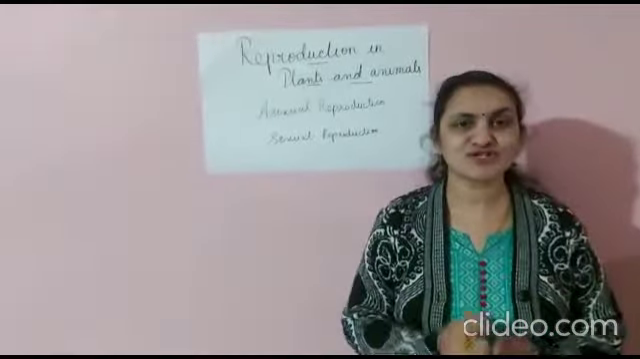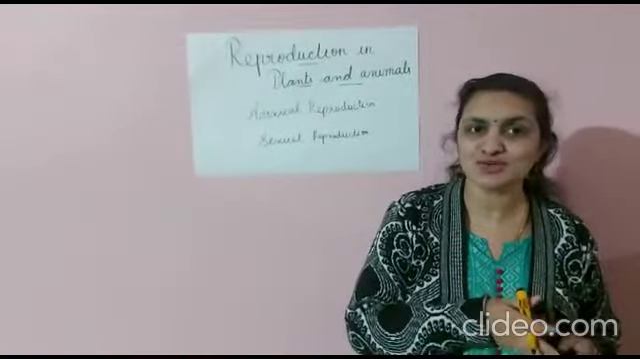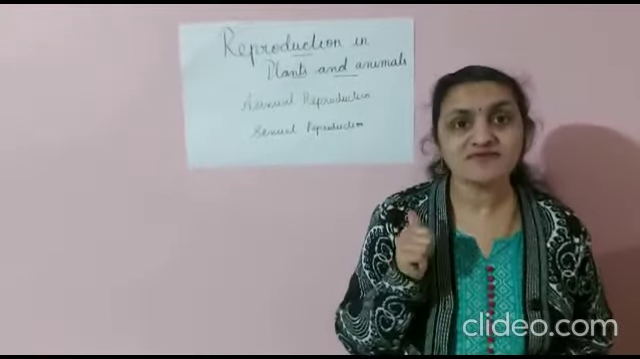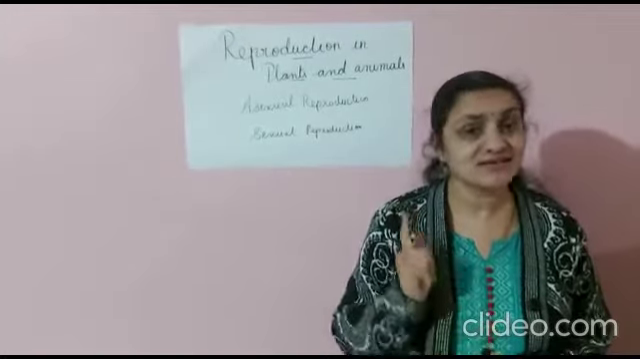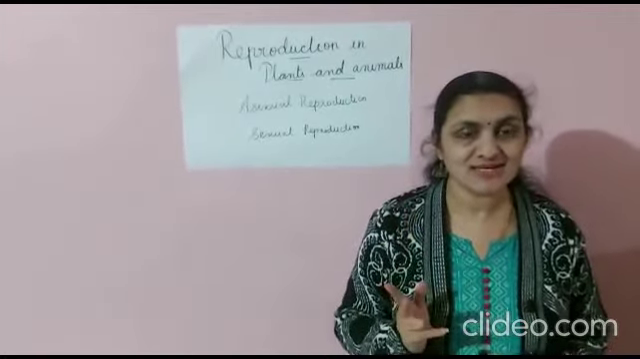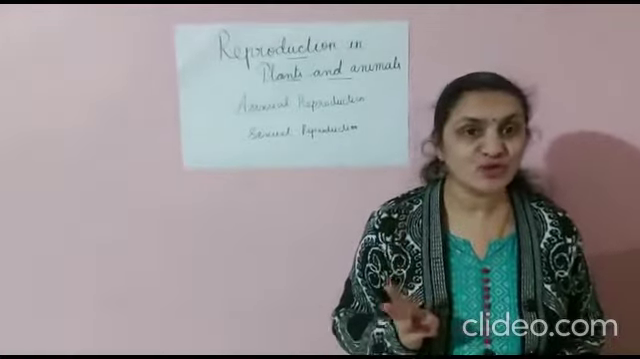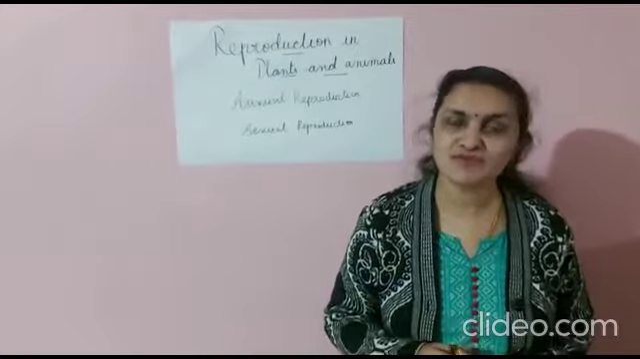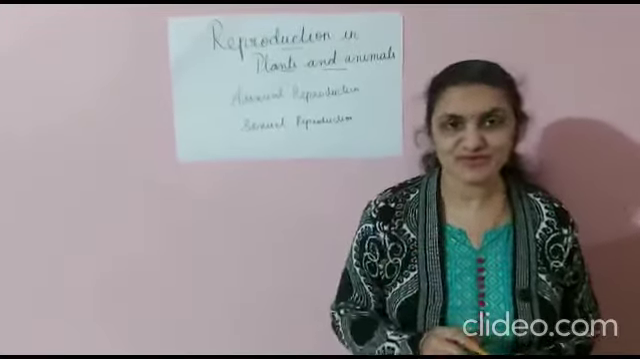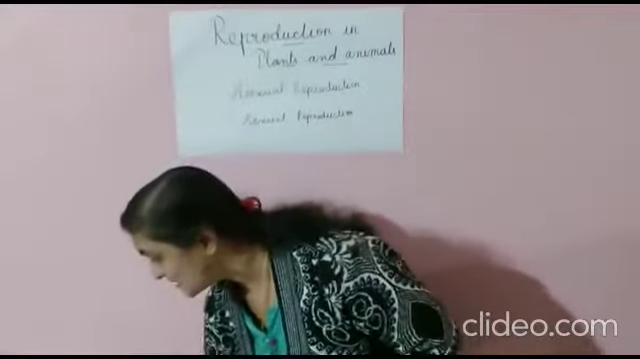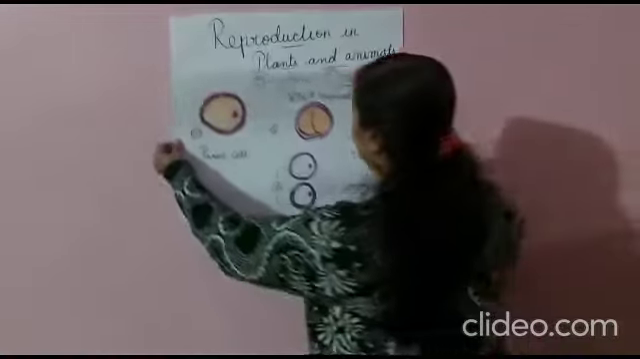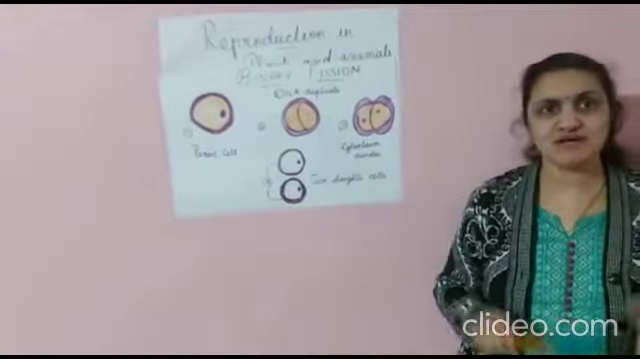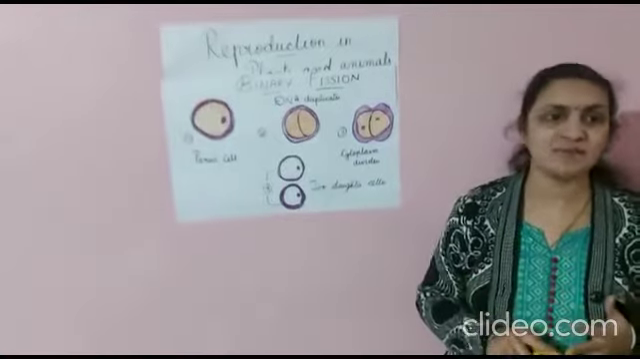This asexual reproduction is divided into 5 major parts. The first one is fission, the second is regeneration, the third is budding, the fourth is sporification, and the last one is vegetative propagation. Total 5. Now let's come to the first one, fission. Fission can be further divided into binary fission and multiple fission.